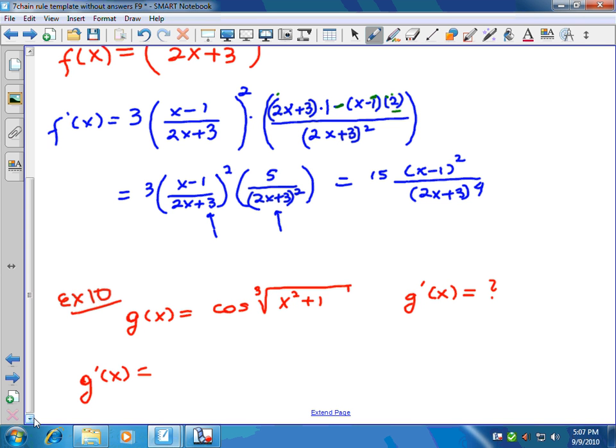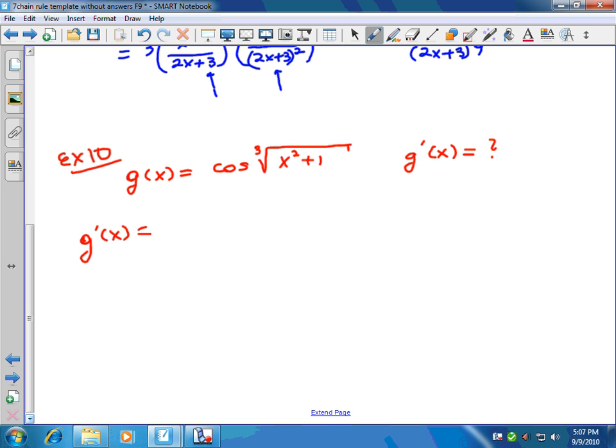Okay, because the outside function is cosine, we're going to begin by differentiating that one. So the derivative of cosine u is negative sine of u times u prime, or du dx. So let's begin by differentiating the outside function, leaving the inside intact. And now we need to multiply everything by the derivative of the inside.